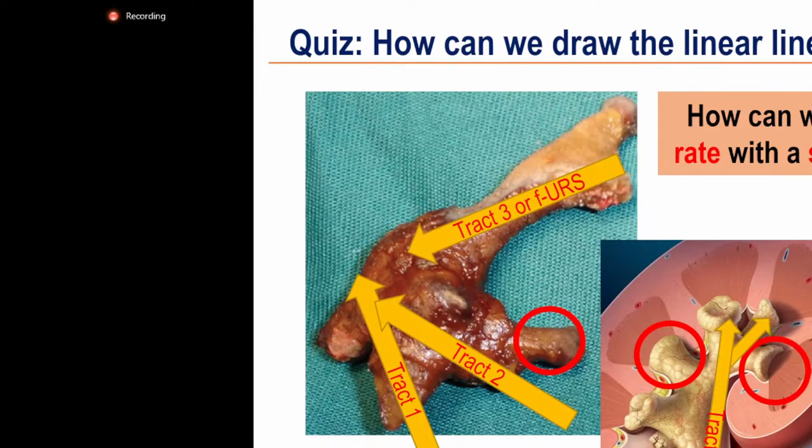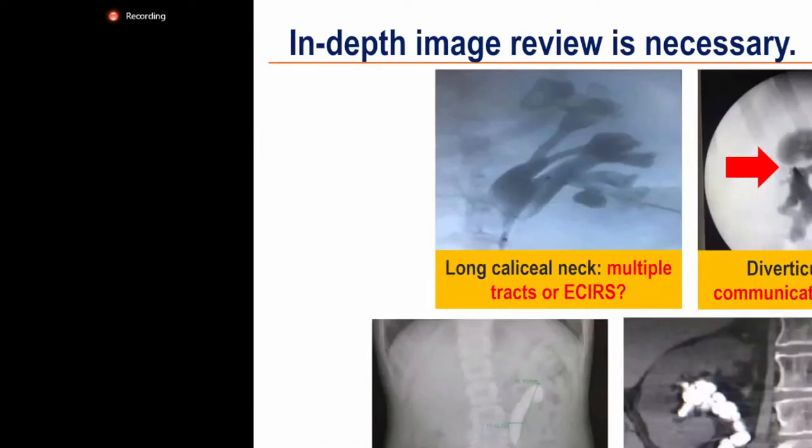The kidneys and the renal stones show many different complicated situations, including some examples in this slide. For the case of a long calyceal neck, multiple tracts can be necessary and fluoroscopic puncture can be helpful to reach the stone. For diverticular stones, a single application of fluoroscopic or ultrasonographic puncture can be feasible.